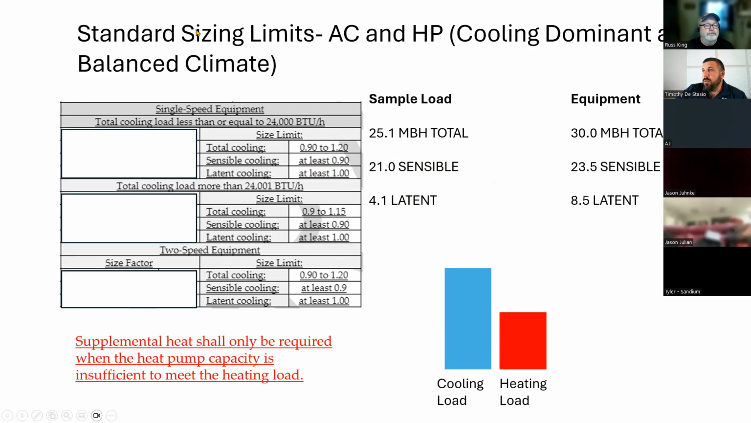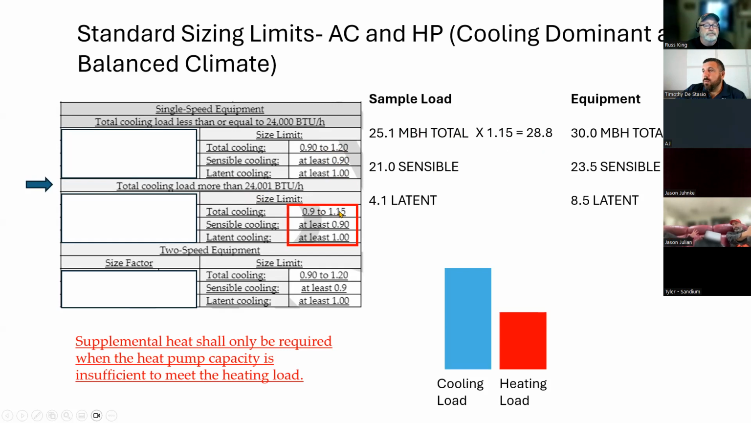Let's take another example. Again, we're in a cooling dominant balanced climate. This time we've got a load that's over 25,000 MBH. So which one of these rules are we going to go by? We're going to go by this one. In this case, everything looks pretty similar, only that total capacity tends to tighten up to 115% instead of 120. Well, let's see if we're compliant here.